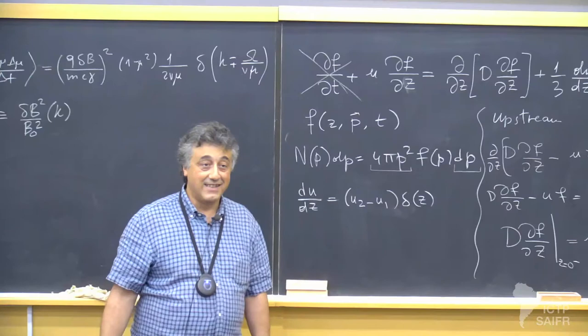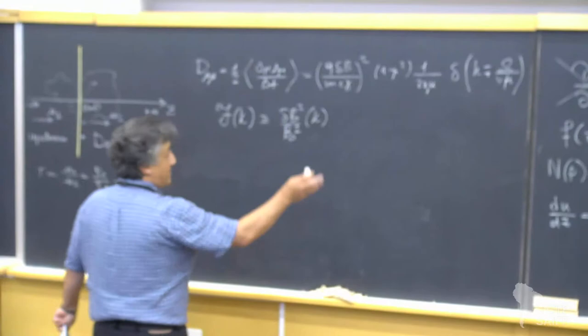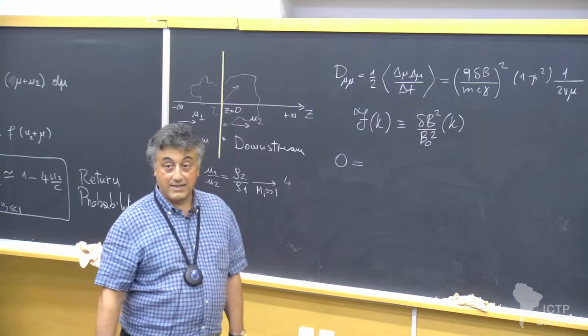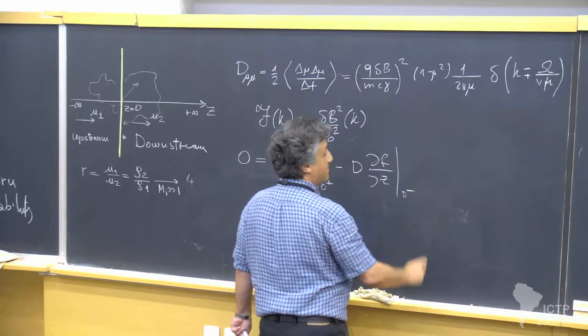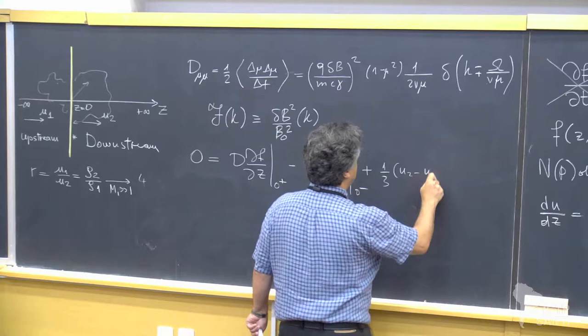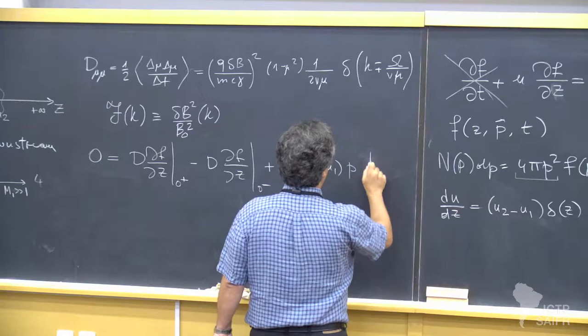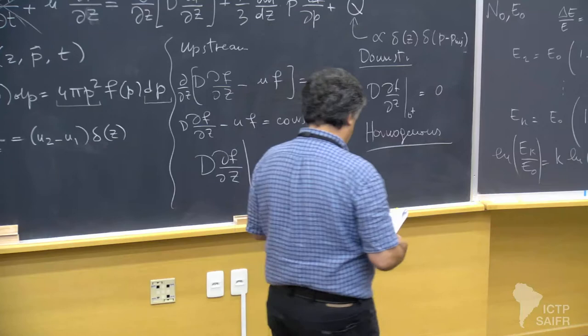It's zero. Even if U is non-zero, you can try to integrate by parts, but the two terms will have to go away, right? So the first term is zero. And then the second term, of course, is D df/dz at 0 plus minus D df/dz at 0 minus. Then I have this guy here, which integrated between upstream and downstream is plus 1/3 of (u2 minus u1) p dF0/dp. Plus the injection term, which of course is non-zero because I'm assuming that particles are being injected at z equals zero.